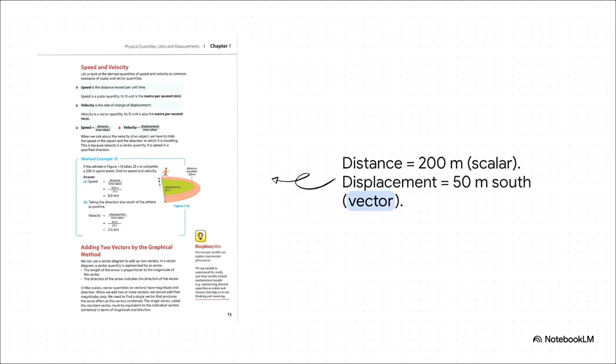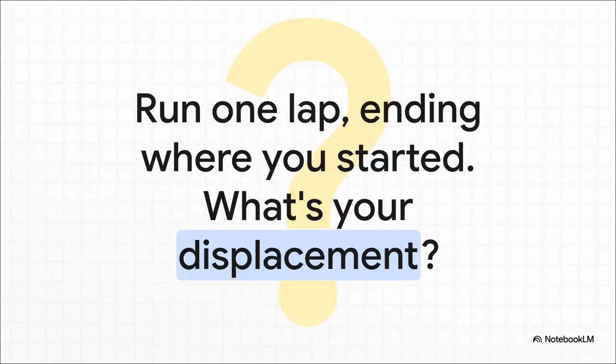And here's why that matters in the real world. Let's say this athlete runs 200 meters along the curve of the track. That's her distance. But look, her displacement, the straight line from start to finish, is only 50 meters, pointed south. This is super important because speed is based on distance, but velocity is based on displacement. Two totally different calculations. So let's wrap this up with a final question to get your brain working.